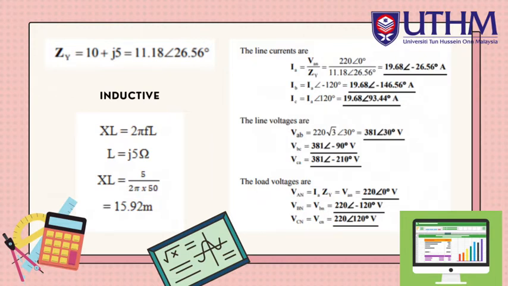Finally, for the load voltages, to find VAN, IA is multiplied with impedance ZY, and we get 220 volt. For VBN, 220 with an angle of negative 120 degrees volt. For VCN, 220 with an angle of 120 degrees volt.